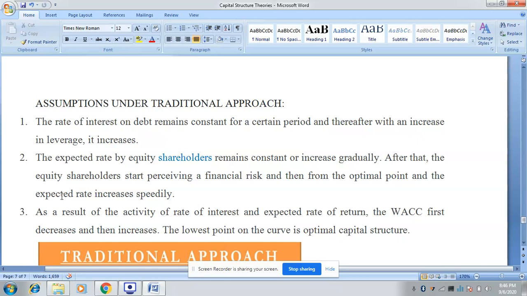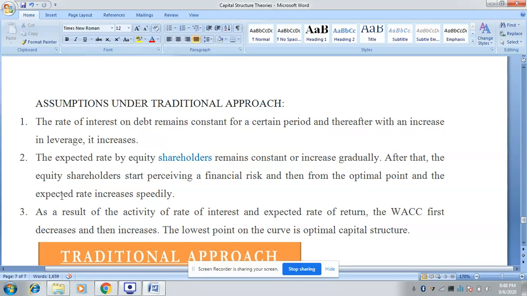After that, the equity shareholders start perceiving a financial risk, and then from the optimal point the expected rate increases speedily. Okay. When the financial risk occupies the company, when the debt to capital goes beyond the point, financial risk increases, bankruptcy risk increases. If the firm crosses a certain point, okay, then market value faces a downtrend. Market value decreases. When market value decreases, equity shareholders demand more dividend because they lose the credibility they had with the company. Because the market value is going down, you are getting more debt into the company. So equity shareholders want to get more dividend and they want to sell off the shares. Clear?